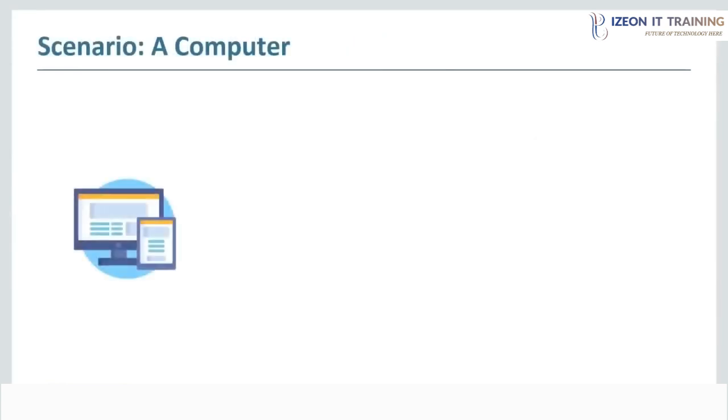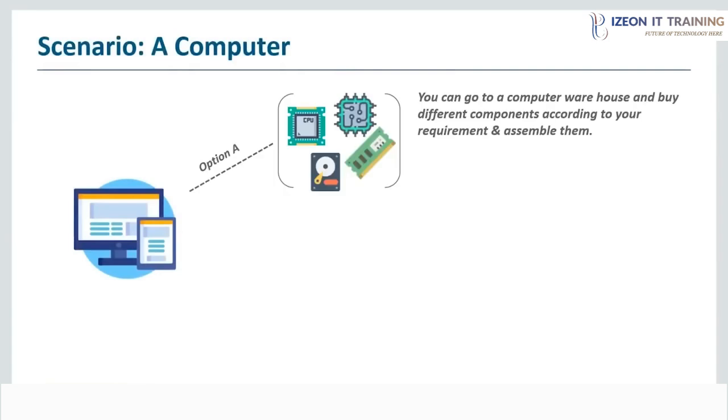Alright, let's say you need to build a computer tonight. Well, you have two ways to go at it. First, you can go to a computer warehouse. Computer warehouse is a place where you have different components of computer laid out in front of you. Like you have CPU, motherboards, router, disk drive, modems, and many other components. You can choose whichever component you need and assemble them and form a brand new computer. This is similar to a situation where you try to deploy an application without using Elastic Beanstalk.